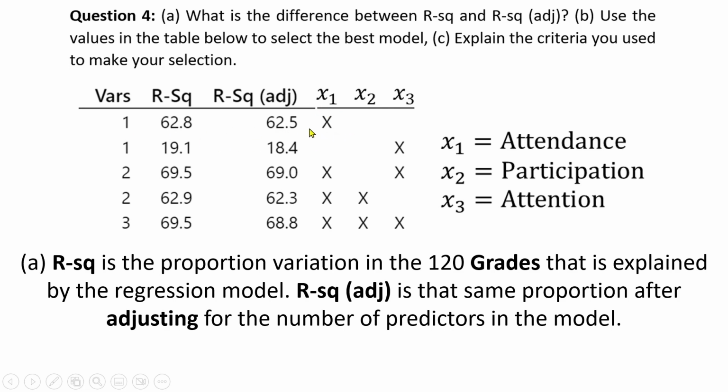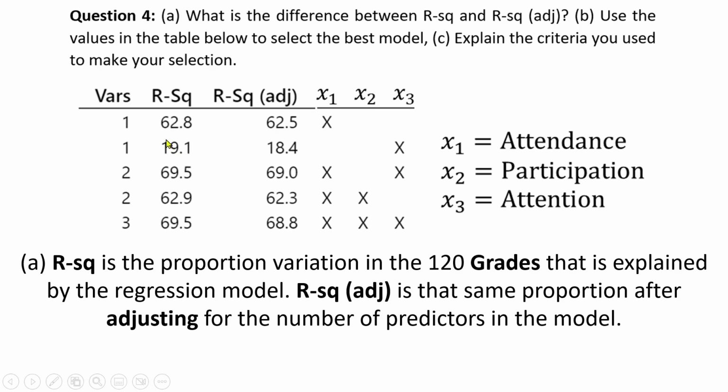So the first model includes only x1, attendance. The second model includes only x3, that's attention. The third model includes x1 and x3. The fourth one includes x1 and x2. And the last model, the fifth model, includes all three of those predictors.